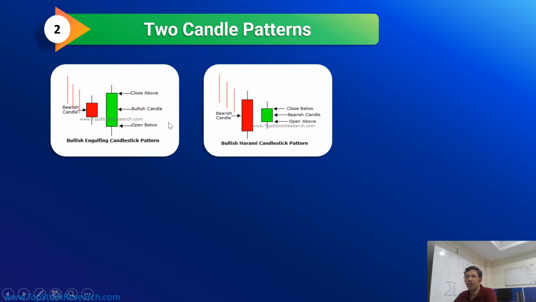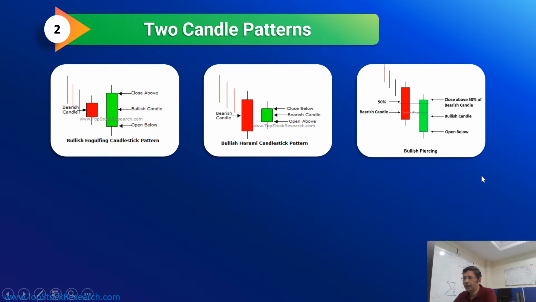The second one is just the opposite of that. This is called the Harami pattern. In this one, you have a large candle, and the second candle, which is the opposite color of the previous candle, is formed within the body of the previous candle. So this is called the Harami pattern.